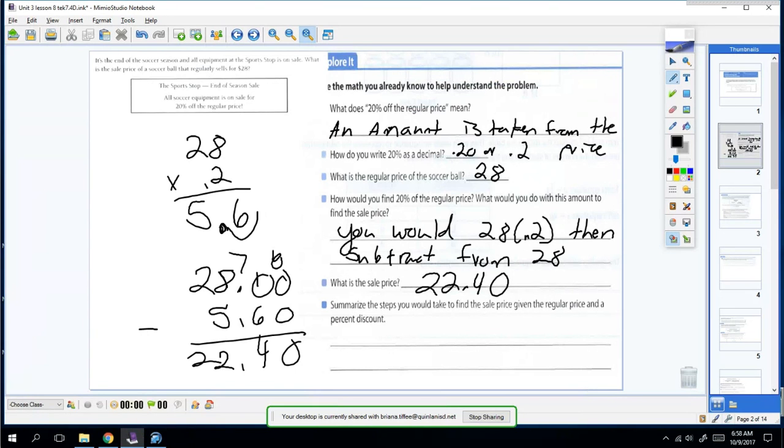Summarize the steps you take to find the sale price given the regular price and percent discount. So find the percent given of the regular price and then subtract it from the regular price. So find the amount off, or the amount you save, and subtract. Okay, let's go on to the next slide.